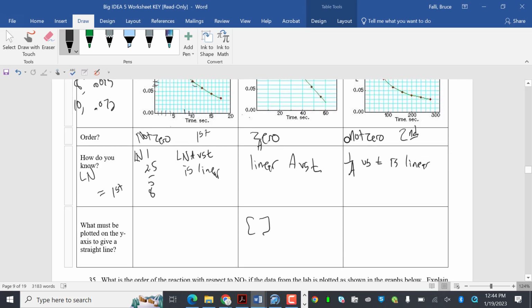What must be plotted on the y-axis to give a straight line? I'm looking at first order. I'm going to get rid of my not zero so I don't think of that again. First order is ln A versus T. And this one is A versus T.